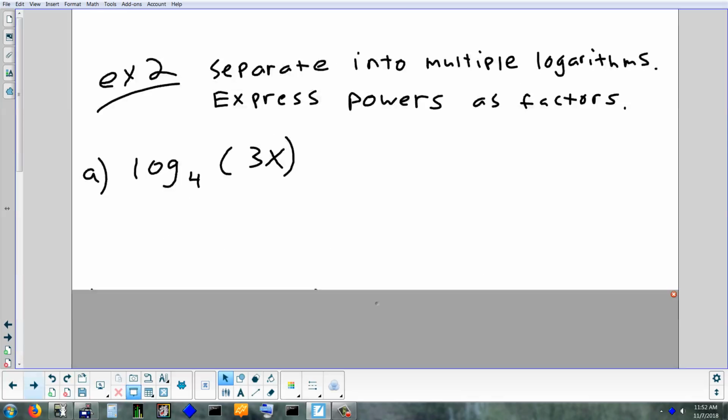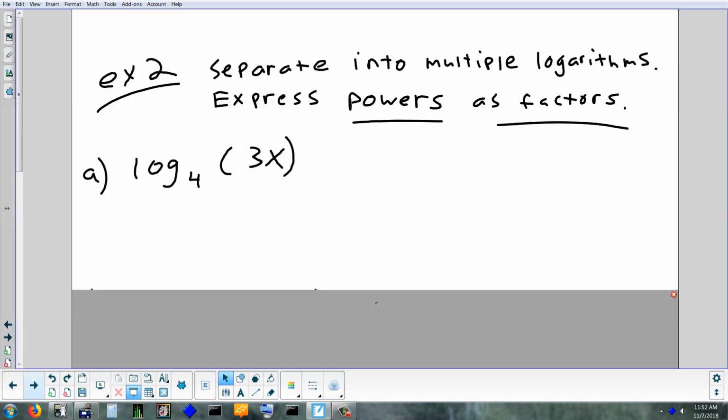All right. So we'll do a few problems where we separate, and then we'll do a couple where we combine. It says separate into multiple logarithms, express powers as factors. What that means is do not leave exponents. Move them in front so they are multiplied. That's a factor. Move it in front.